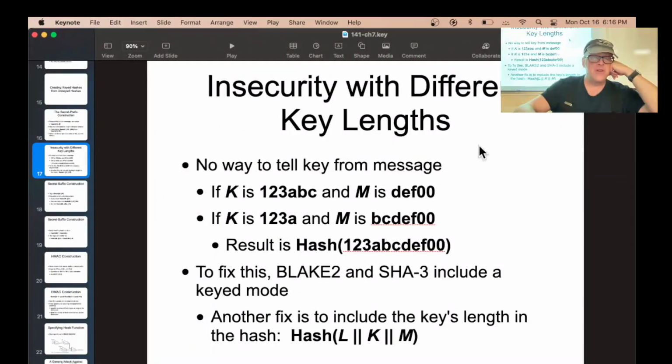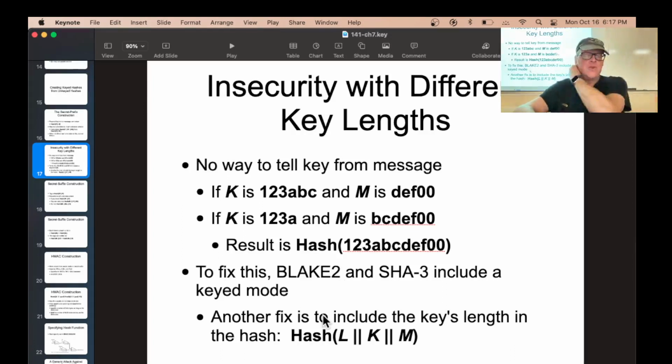So there's another problem too. If the key is 123ABC and the message is DEF00, or the key is 123A and the message is BCDEF0, you're going to get the same answer because you didn't put a delimiter between the key and the message. So that's another insecure aspect of this. There are certain ambiguities. So BLAKE2 and SHA-3 included a keyed mode to prevent this.